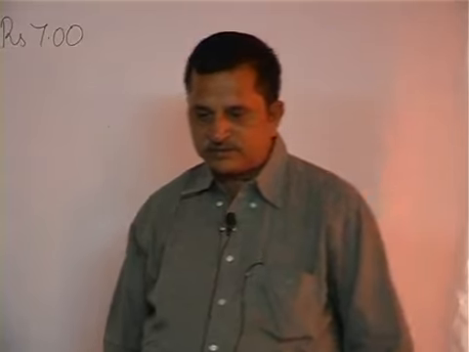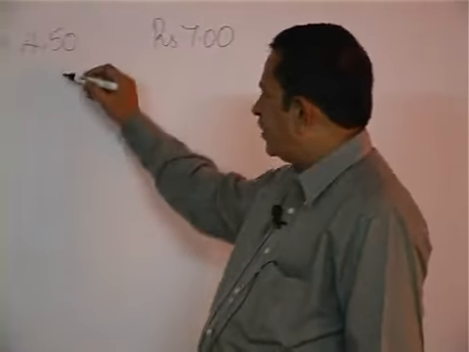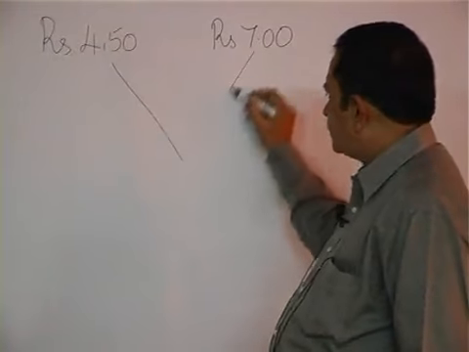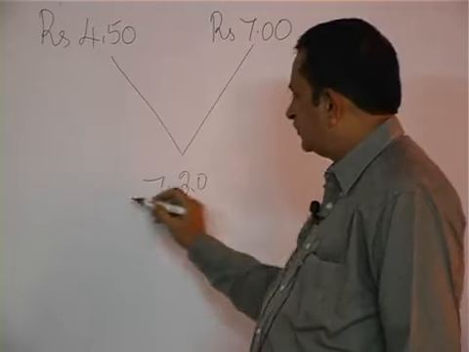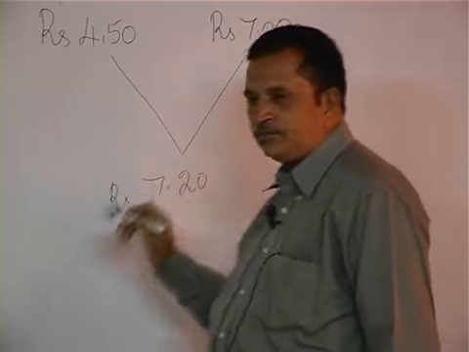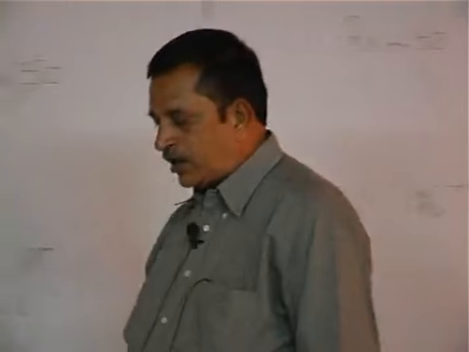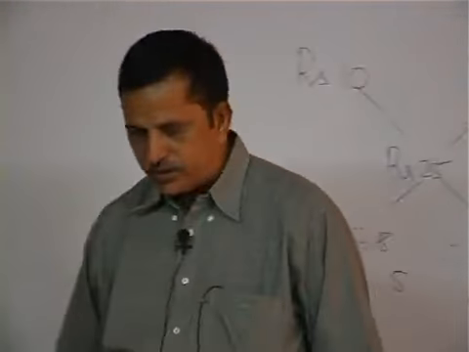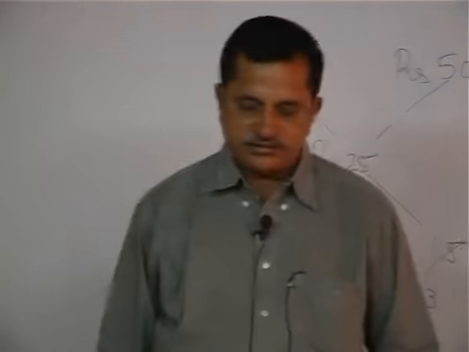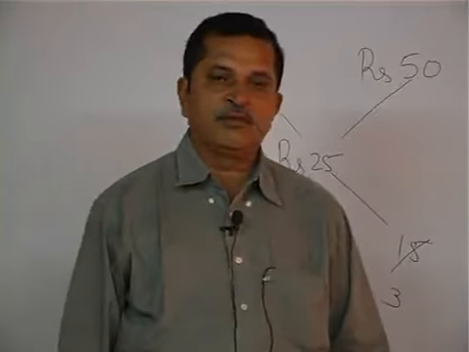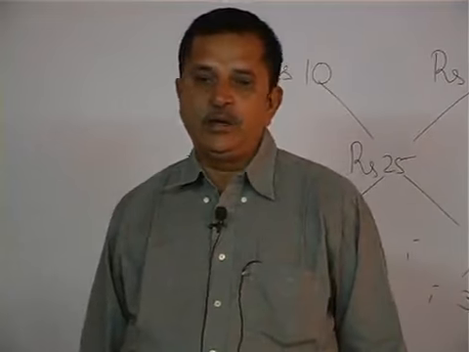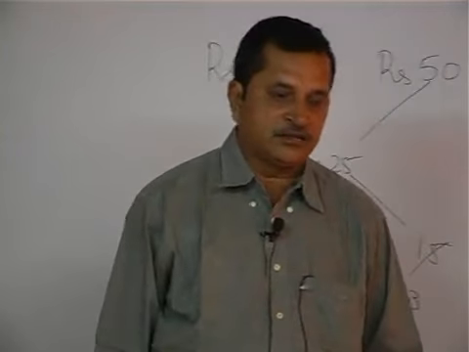So that by selling the mixer at rupees 7.20 a kg, 20% may be gained.